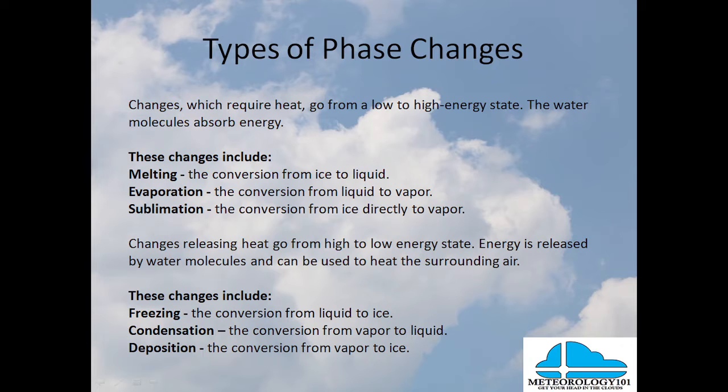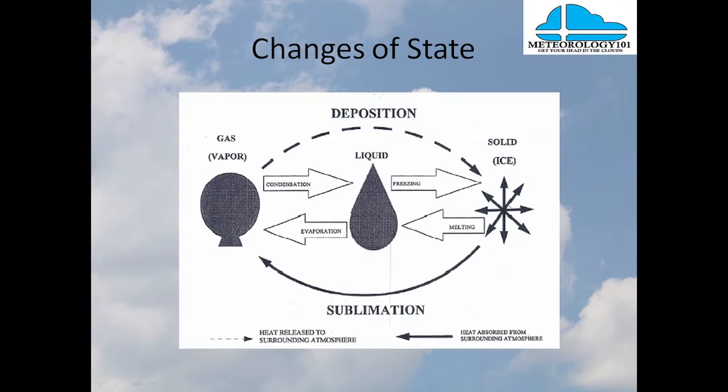Changes releasing heat go from a high to a low energy state. Energy is released by water molecules and can be used to heat the surrounding air. These changes include freezing, the conversion of liquid to ice, condensation, the conversion of vapor to a liquid, and deposition, a conversion from vapor to ice, just going straight from a vapor to a solid.